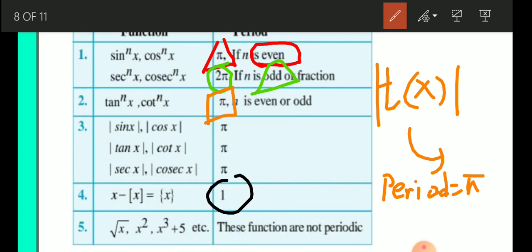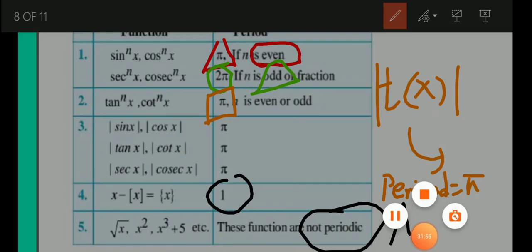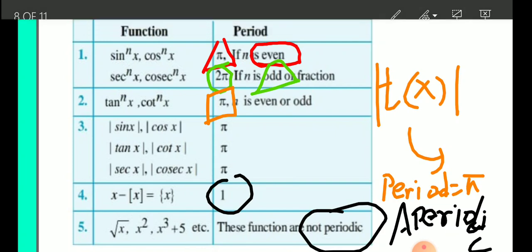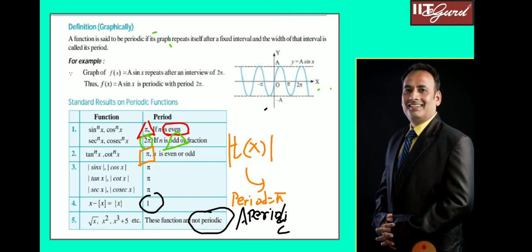Although root x, x squared, x cubed plus 3, these are not periodic functions. A function that is not periodic is called aperiodic. Let me note down aperiodic function. Okay, fine.